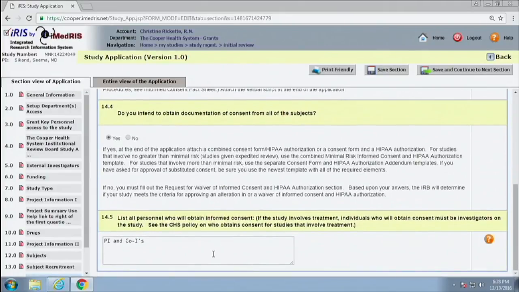And then you need to list who is going to obtain informed consent. If it's a treatment trial, an interventional trial, it can only be a physician. Database studies, probably prospective database studies, you might have a PA or an LPN in the office, then they could obtain consent. And you need to list everybody over there.